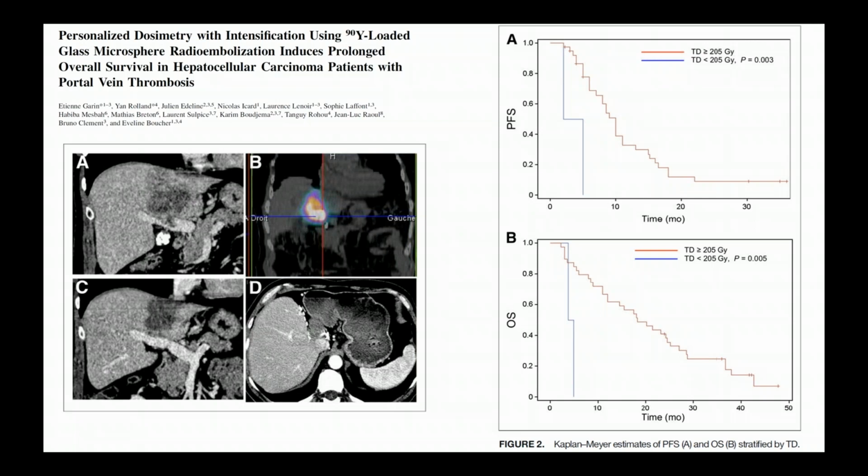So again, looking at the outcomes, this is the overall survival curve. You look at tumors that received more than 205 gray, and there's a significant difference in overall survival. The issue is that sometimes you can't achieve 205 gray safely, so that's a very important caveat. So you're kind of selecting patients. Sometimes when you can achieve this, you can have very nice results for patients with PVT, but the key is that you have to select these patients very carefully. But at least we know that we need to achieve certain doses in tumors to get better results in patients.